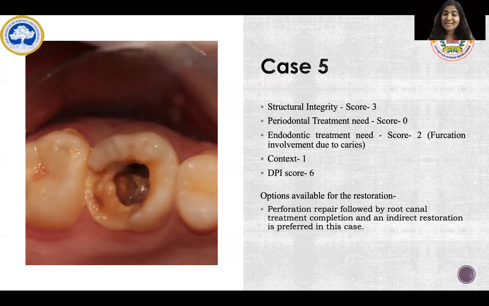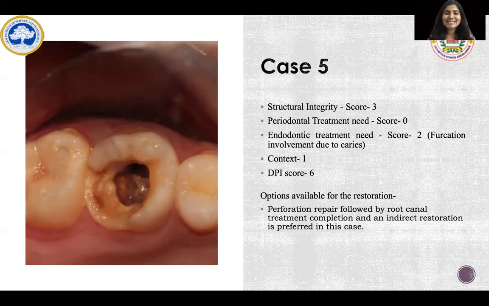Now, this is a very technique sensitive case, I would say, because if the clinician feels that restoring this particular tooth could be difficult, in those cases, going ahead with a simple yet long-term treatment protocol is what is required.